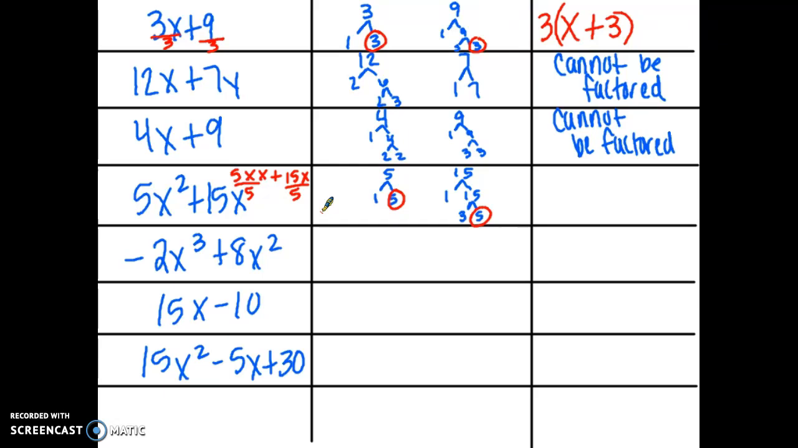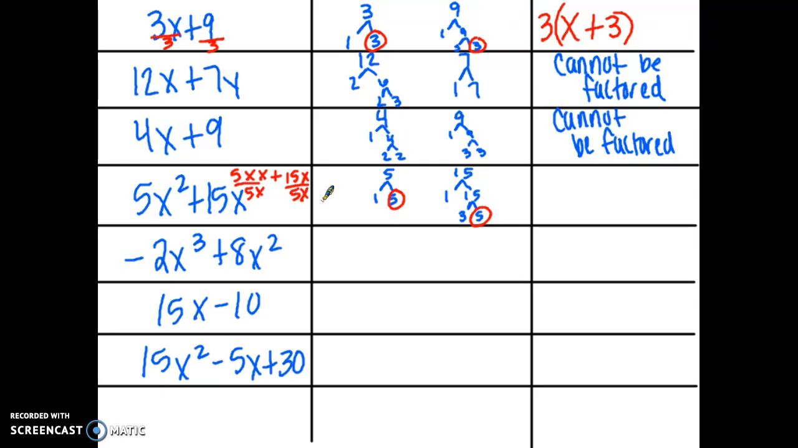And now I'm going to look at my variables. This is the first time we've seen one where the variables have something in common. In 5x squared, I have 2 x's that I'm multiplying. In 15x, I only have 1. So I can pull 1 x out of both of these terms. So I'm going to factor by 5x.